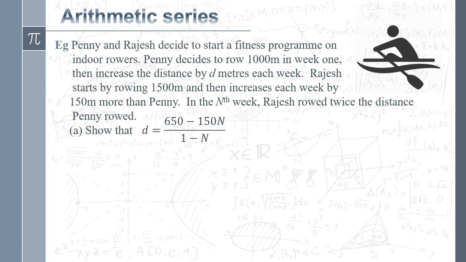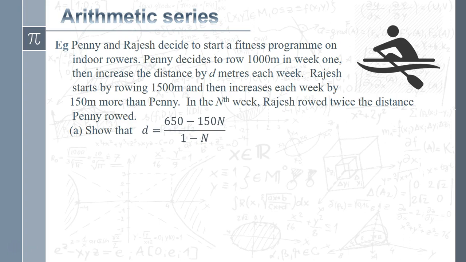So we've got two people, Penny and Rajesh, on a fitness program on indoor rowers. Penny decides to row 100 meters in the first week and then increases the distance each week by d meters. Rajesh does something similar, but he starts off by rowing a little bit further, 1500 meters, and then increases it each week by 150 meters more than Penny.